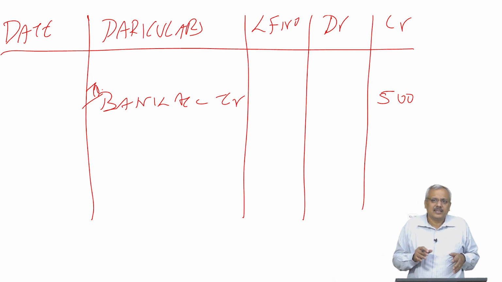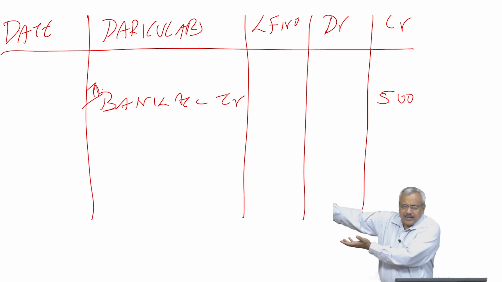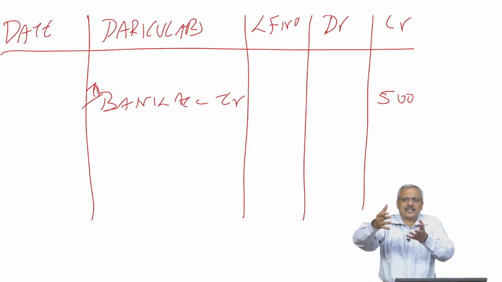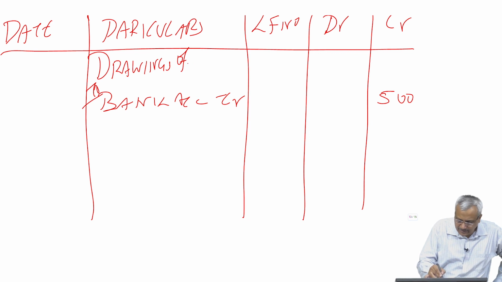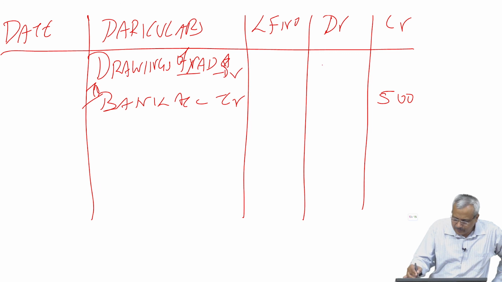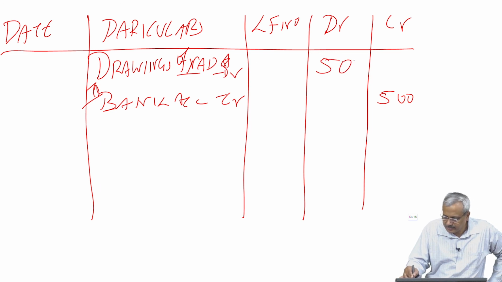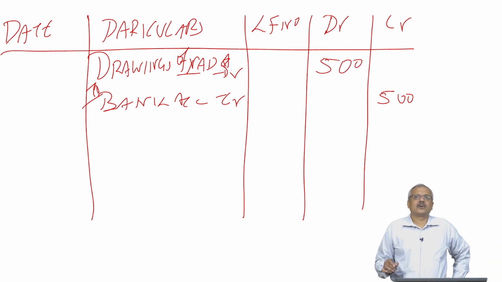Now, what is happening here? The partner is taking money and getting out of the business. What is he doing? He is drawing money, drawings of Nut Kearney in this particular case. So Nut Kearney's account is debited rupees 500. That is what we call drawings.